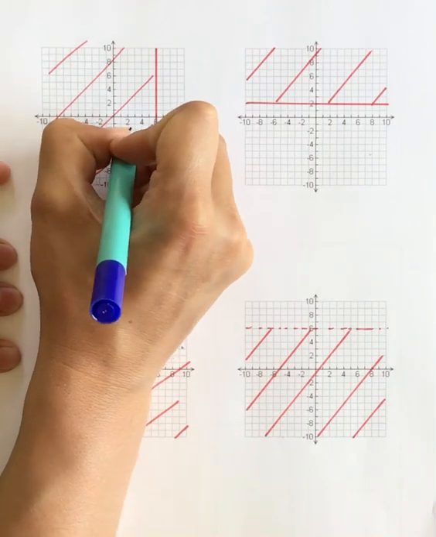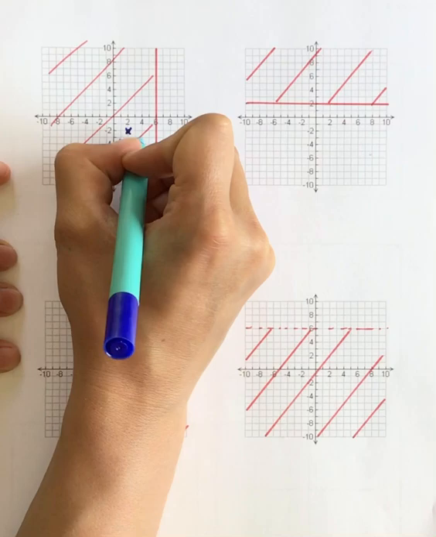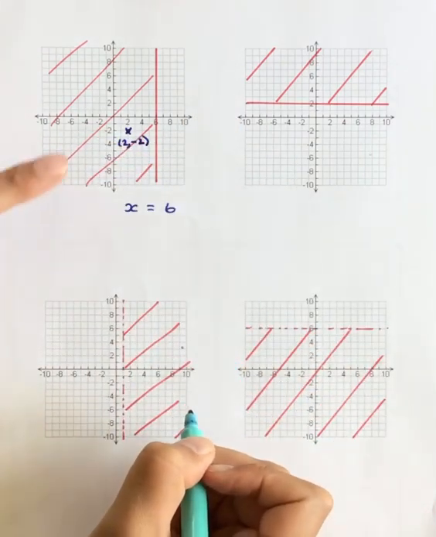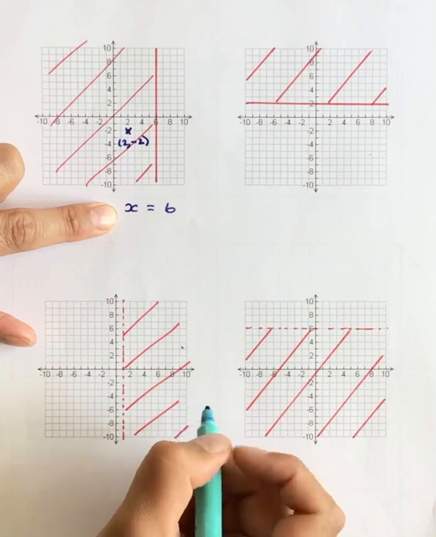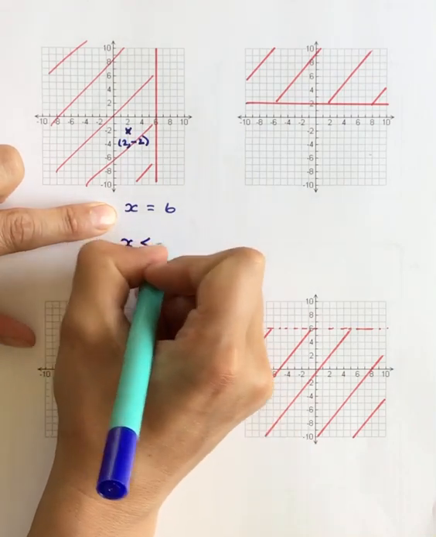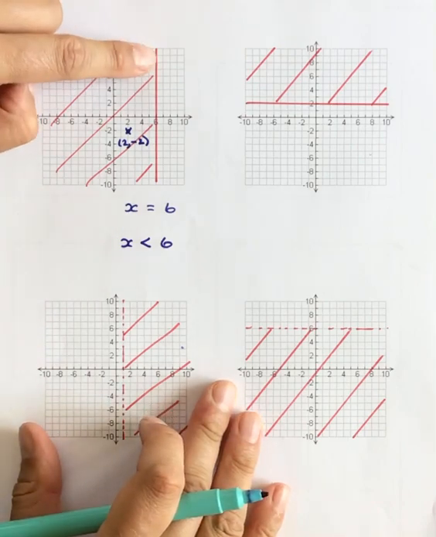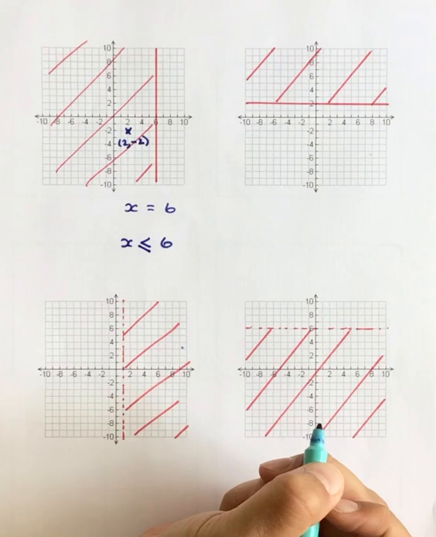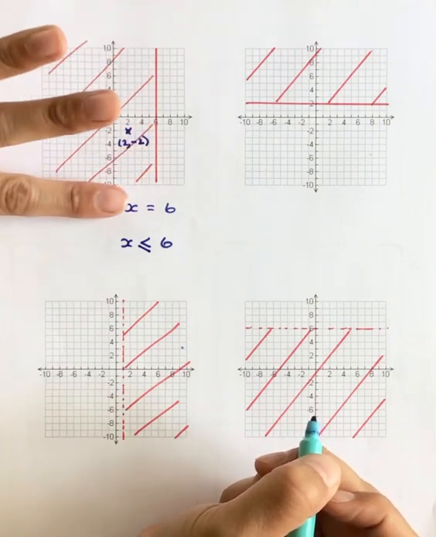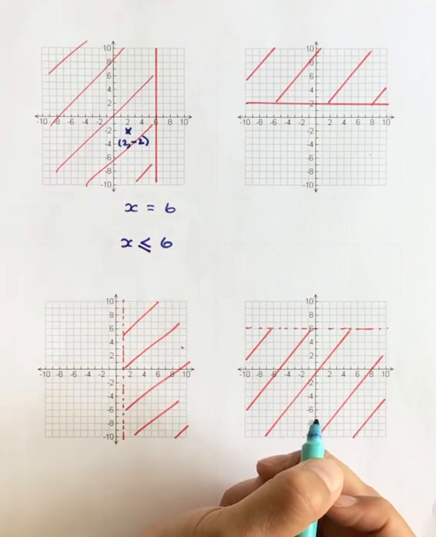Let's pick a point in this area. I've gone for this one here, which is the point 2, -2. My x-coordinate is 2. So my x-coordinate is smaller than 6. And the only other thing to check, it's a solid line, so that means it's allowed to be equal to 6 as well. So this area here has x-coordinates that are smaller or equal to 6.